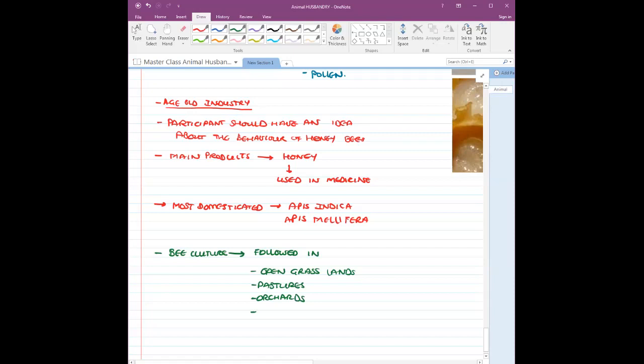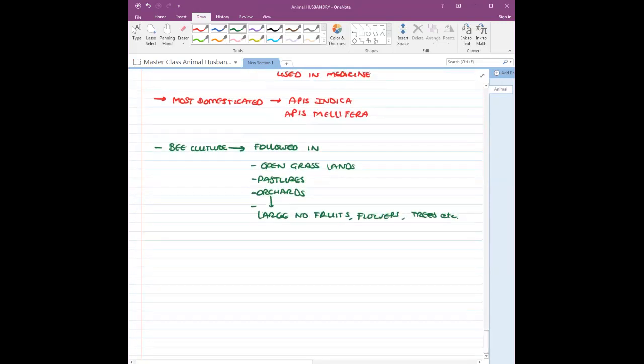Here the most important thing is, no matter whatever you choose, you need to have a large number of fruits, flowers and trees, etc., in its vicinity. That is the one which is going to give it the complete taste and flavor.